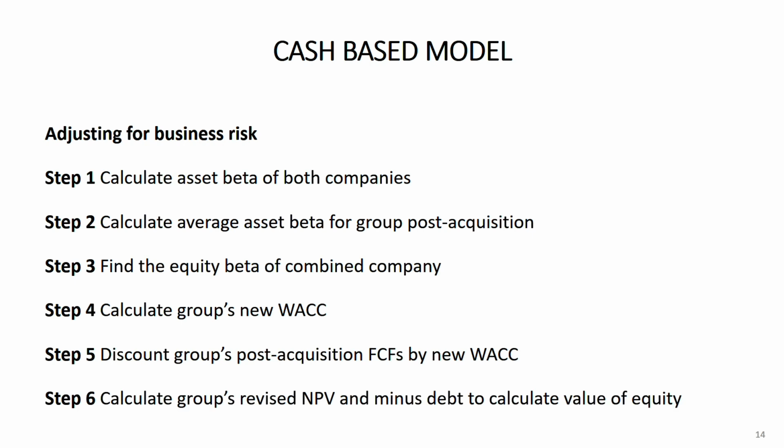Step 6, calculate the group's value. Okay, and also remember one thing, you don't have to do all these steps if the business risk does not change after acquisition. Just see in your scenario, somewhere they might give that business risk has been affected by acquisition. Only if business risk is changed after acquisition do you have to do all the 6 steps. Otherwise it's not needed. You can use the same WACC as before acquisition if business risk is not changed, right?